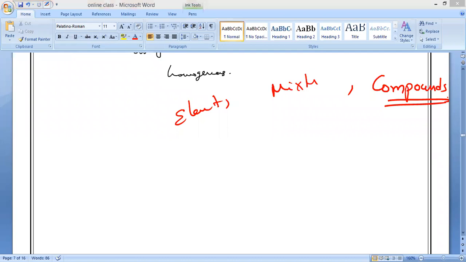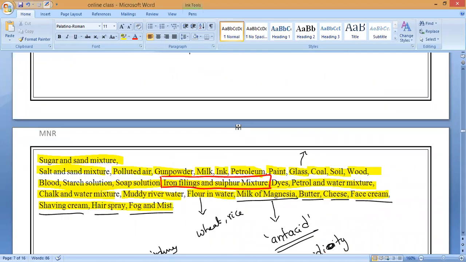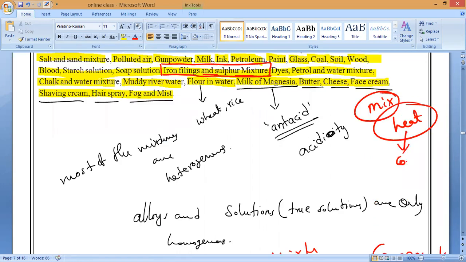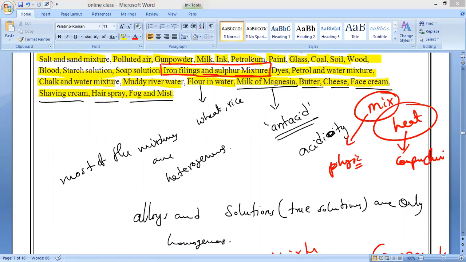So this is all about it. Tomorrow the main important thing, more typical questions can be asked. What are the more typical questions, guys? Iron filings and sulfur mixture only. If we mix iron filings and sulfur, we get different properties. If we heat it, you will get different properties. If we heat, it turns into a different kind of compound, a chemical reaction. If we mix it, it is a physical change. That is why we have to study this iron filings and sulfur mixture very clearly. That is all we'll study in tomorrow's class.